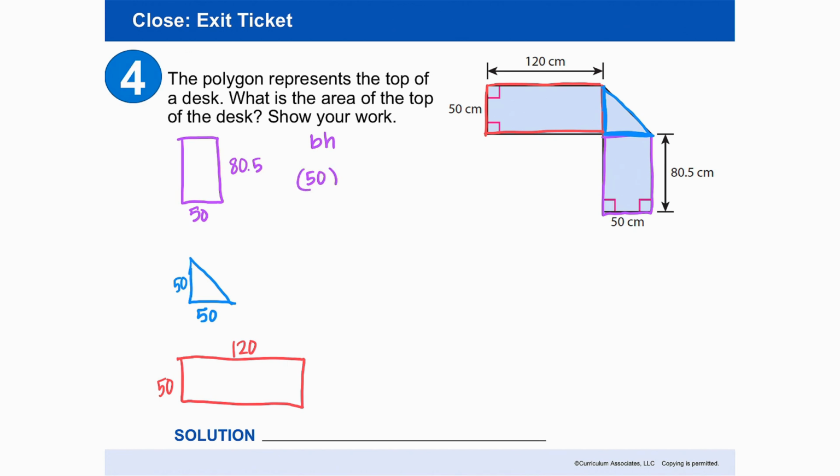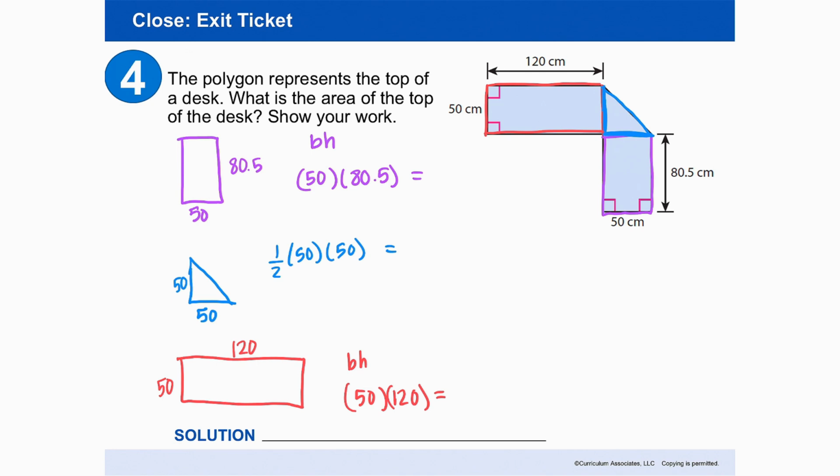Okay. So what we're going to do here is we are going to use base times height, which is 50 times 80.5. And then this one, we would use our area of a triangle, which is half base times height. And then finally, our last one here would be base times height. So we have 50 times 120. Now, for the interest of time, I'm just going to go ahead and put our values down there just so we can work through how to do the problem rather than just computing things.